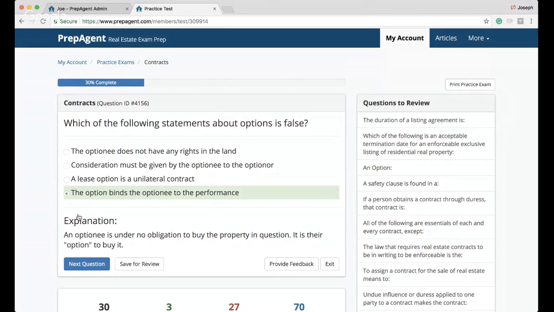Okay, so as we have here, the optionee is the one who receives an option. The moment you see the word bind, you know it's false. Because if you know the definition of an option, it means you don't have to do something. That's what, by definition, an option is. So "the optionor binds the optionee to performance" is false because it contradicts the very definition of the word option.